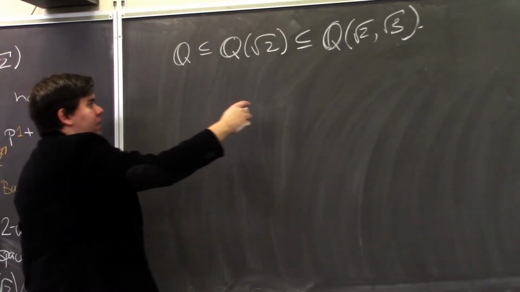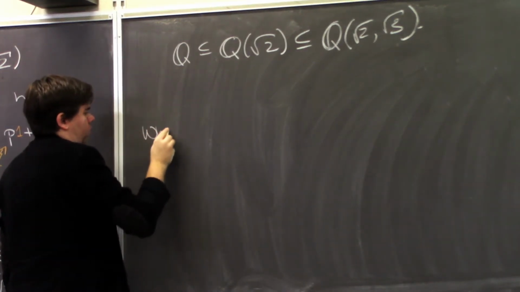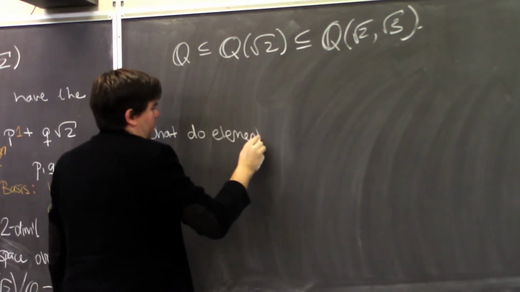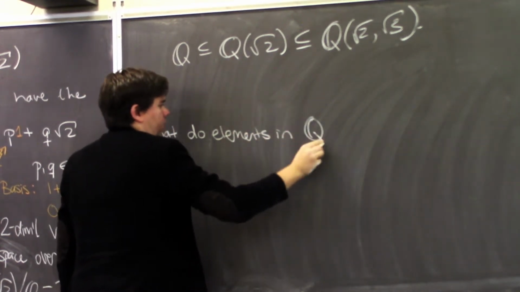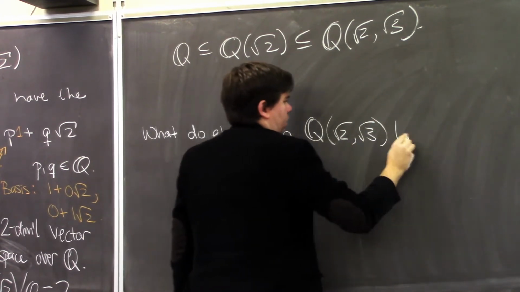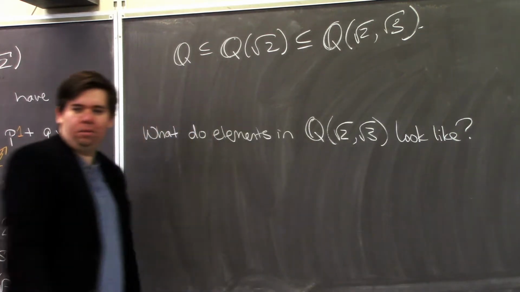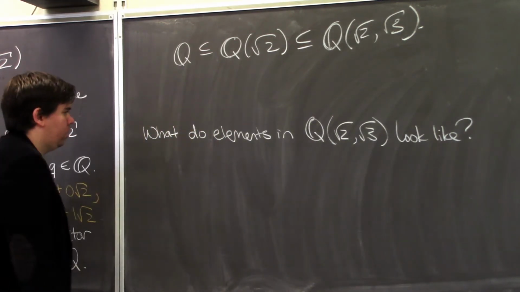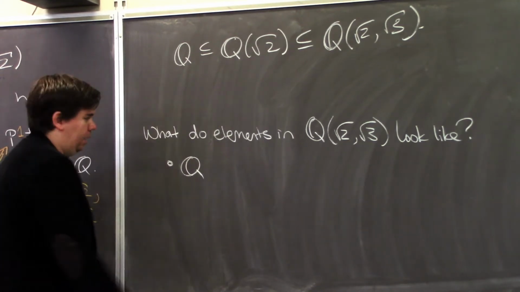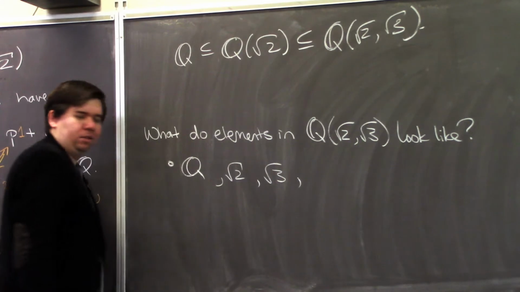So let's spend a few minutes thinking about what this looks like. What do elements in Q extended by root 2, extended by root 3 look like? So name some elements in there. Well, certainly all the rationals are in there. And we know the square root of 2 has to be in there and the square root of 3. But what else has to be in there?